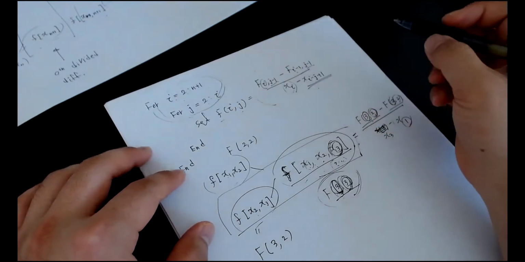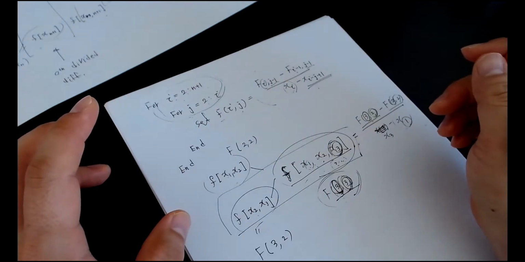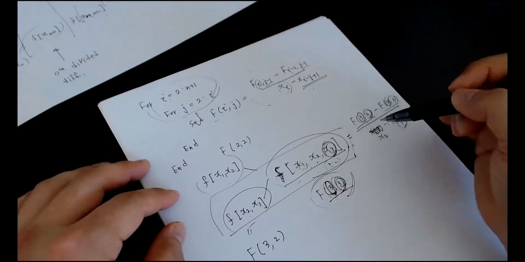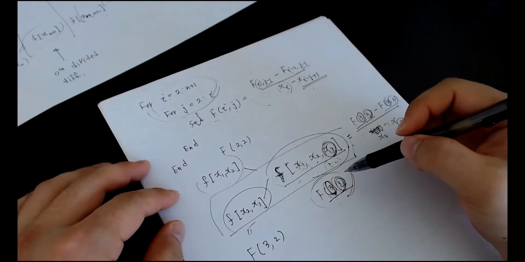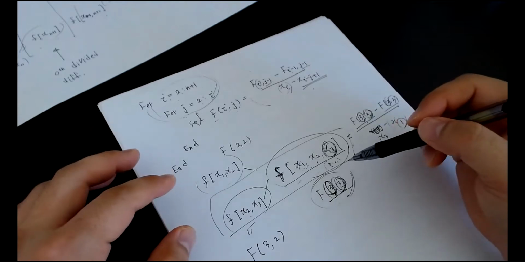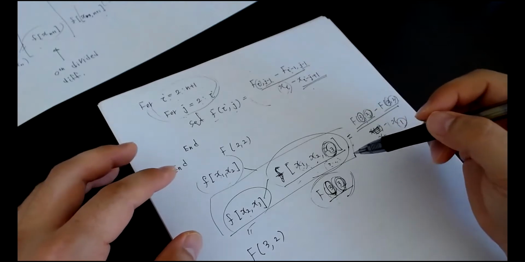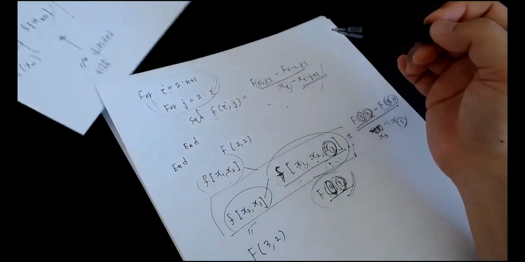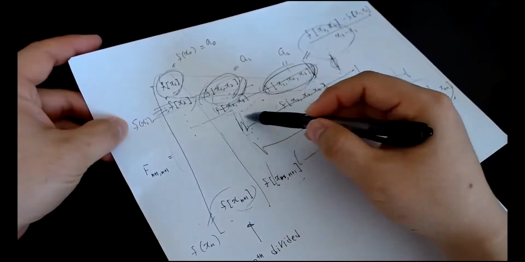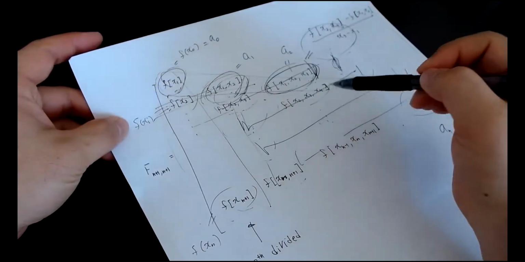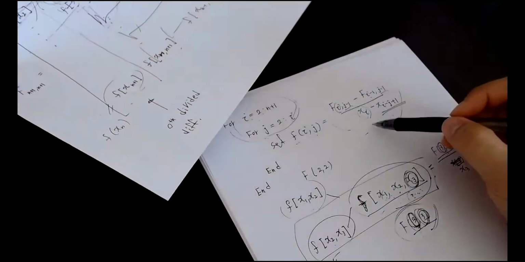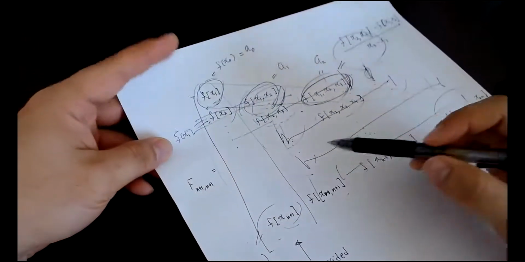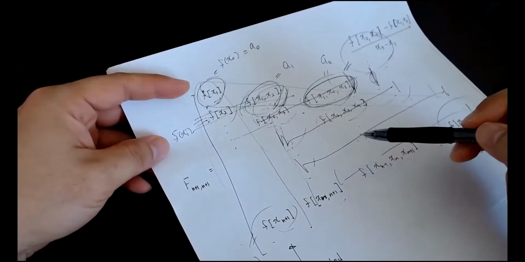Yeah, that makes sense for this example. But what about other examples? Please try to apply this to the other entries, here or here, and figure out whether this formula really works for other entries. Please try that by yourself.